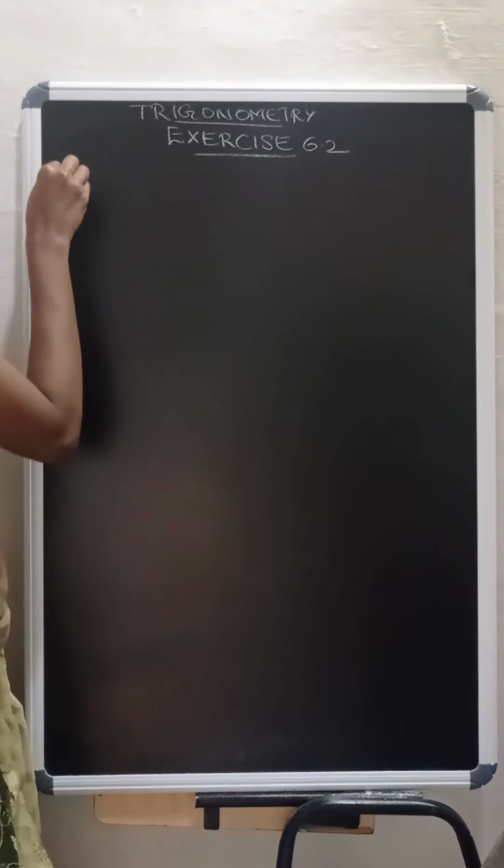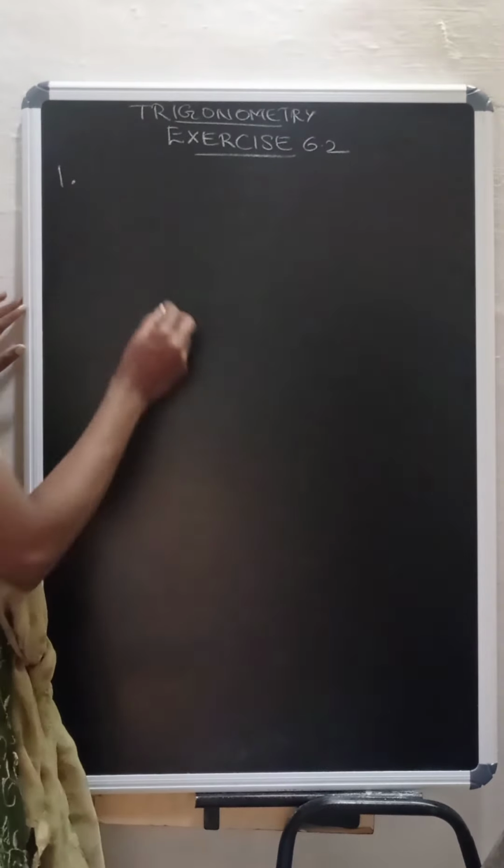Now we will see exercise number 6.2, question number 1. Find the angle of elevation of the top of a tower from a point on the ground which is 30 meter away from the foot of the tower of height 10√3 meters. So now draw the diagram for this.